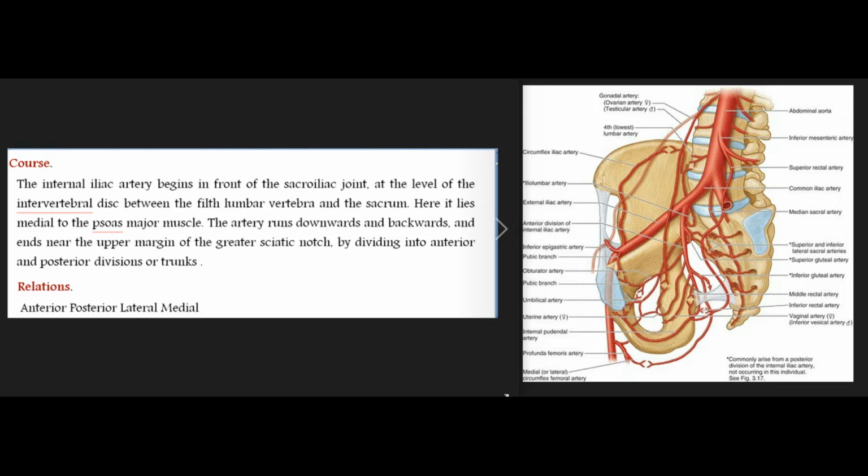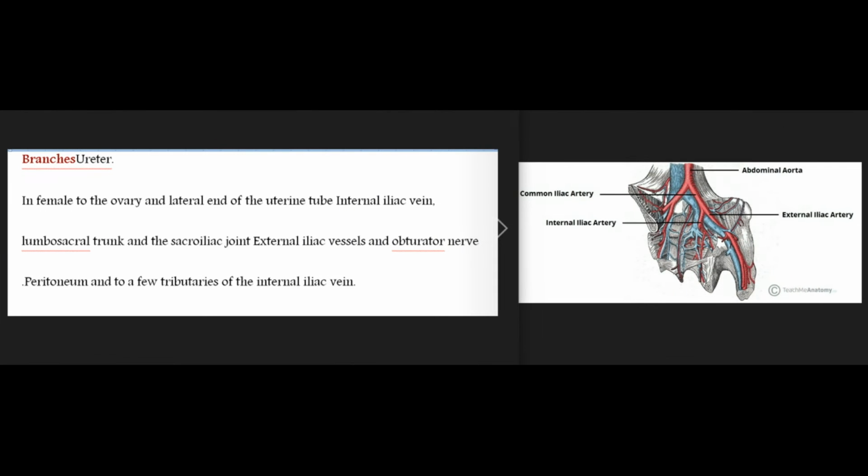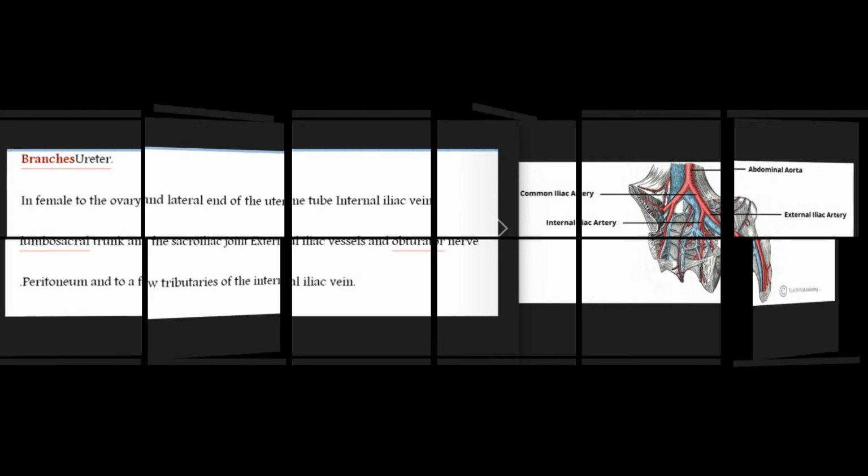Relations: anterior, posterior, lateral, medial. Ureter. In female, the ovary and lateral end of the uterine tube. Internal iliac vein, lumbosacral trunk, and the sacroiliac joint, external iliac vessels and obturator nerve. Peritoneum and a few tributaries of the internal iliac vein.